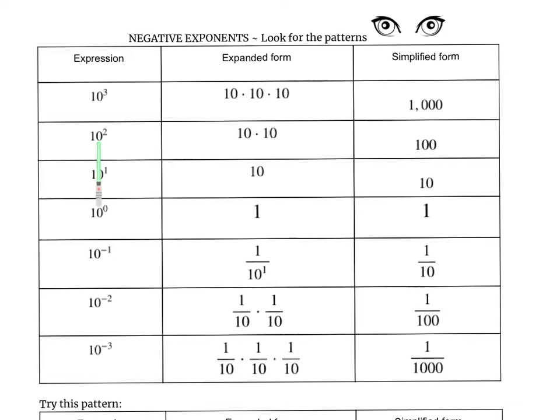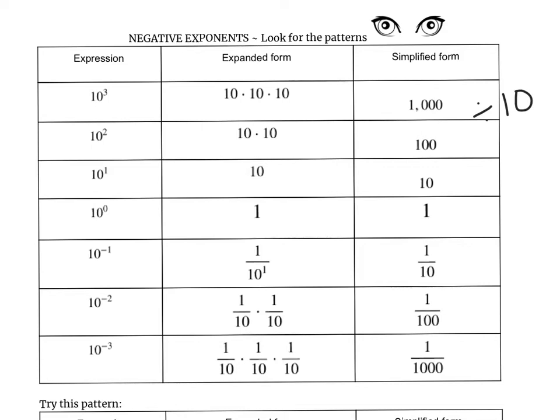Moving on in the table, 10 to the second power, that means 10 times 10, which is a 1 with 2 zeros, which is 100. So what happened between 100 and 1,000? What happened was it got 10 times smaller, or divided by 10.